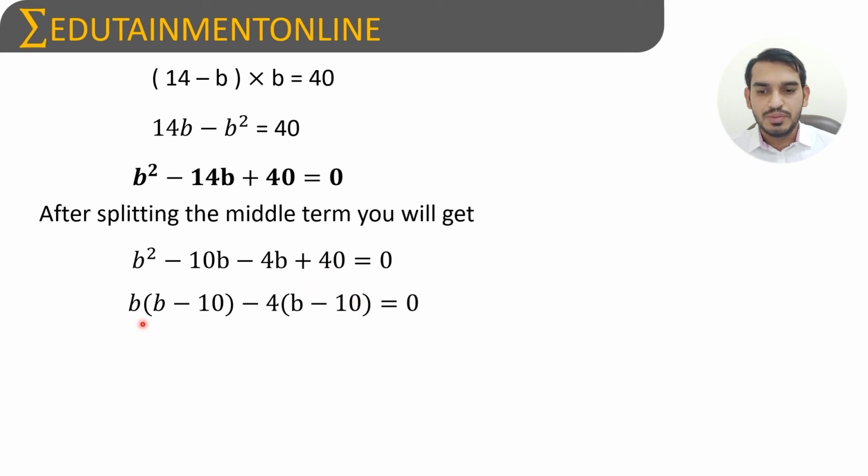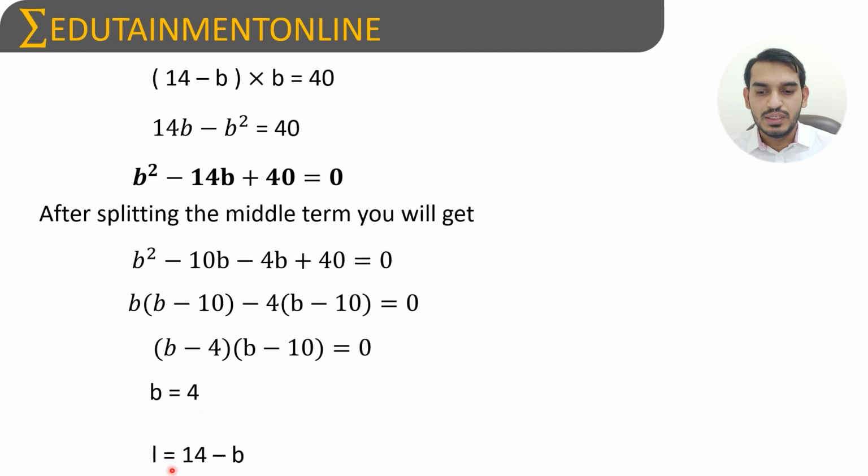Now in these two terms, B into (B minus 10) and minus 4 into (B minus 10), we have (B minus 10) common. Taking (B minus 10) common, B remains here and minus 4 remains here. Now (B minus 4) into (B minus 10) is equal to 0. So either B minus 4 is equal to 0 or B minus 10 is equal to 0, or both can be true.